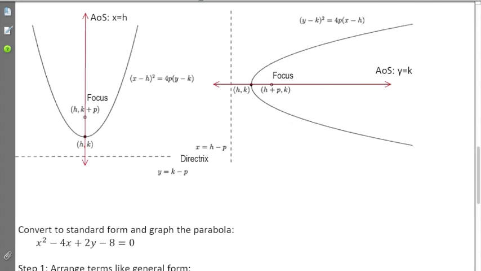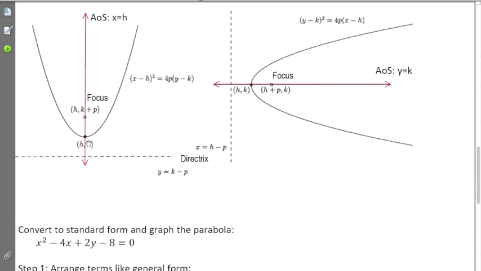We're looking at the vertical axis of symmetry, whose formula is x equals h. This is the generic form of the parabola you see here. The focus is (h, k plus p). Here's (h, k). This is my vertex. My focus is located there. My directrix for this particular one is y equals k minus p.